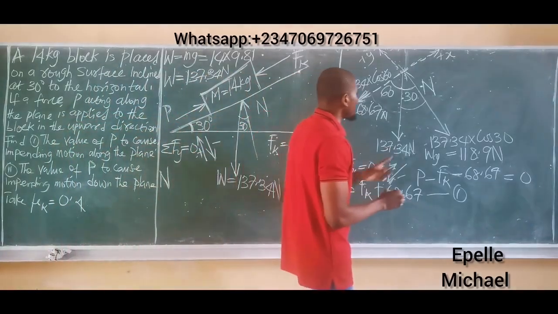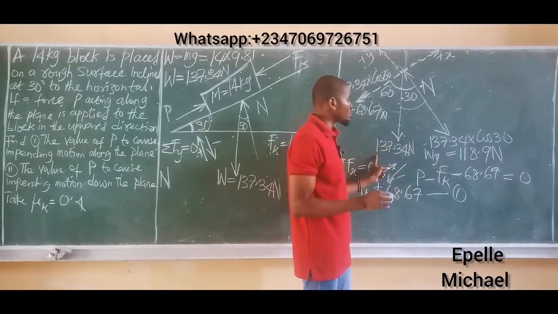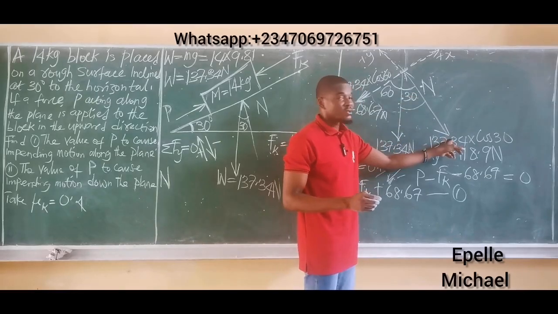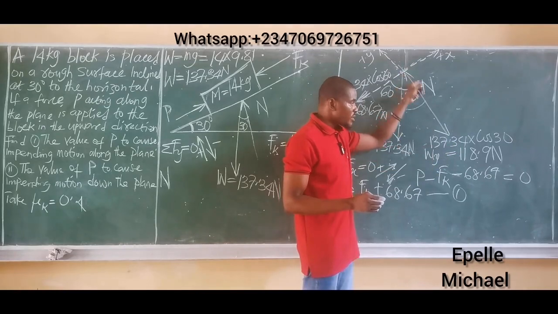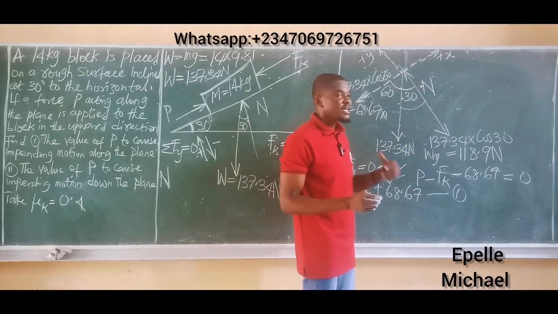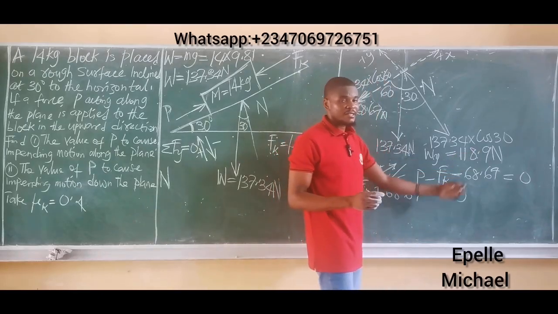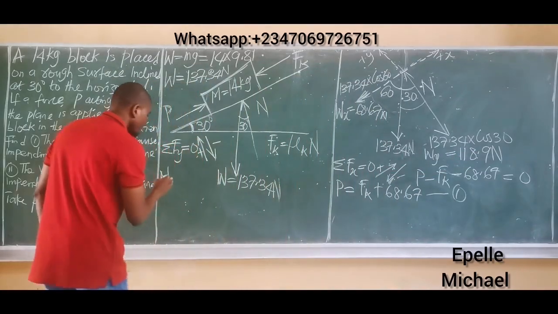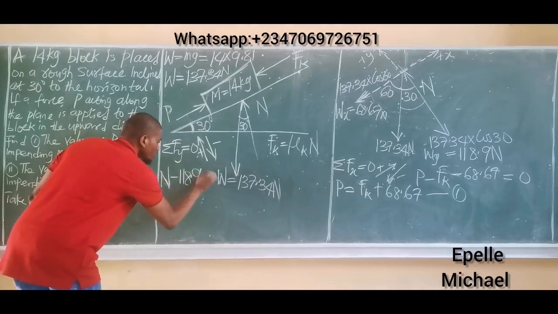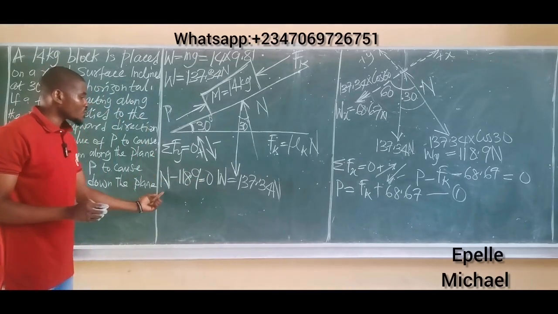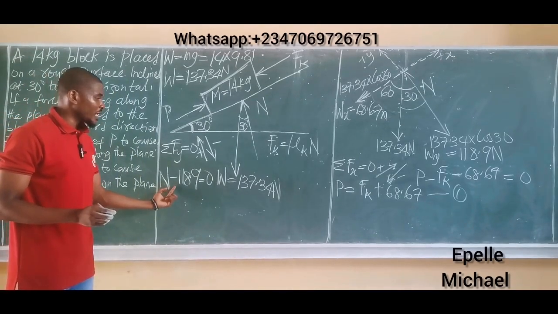Again, let's look at the first system. I have N pointing upwards, positive. Now I have the vertical component of this weight resolved earlier, pointing downwards, as can be seen here. The vertical component of this weight, Wy, is pointing downwards. Since it's pointing downwards, it is considered negative, and the value is 118.9 newtons. So you have minus 118.9, and this is equal to 0.